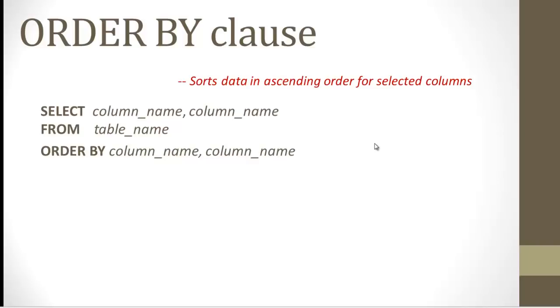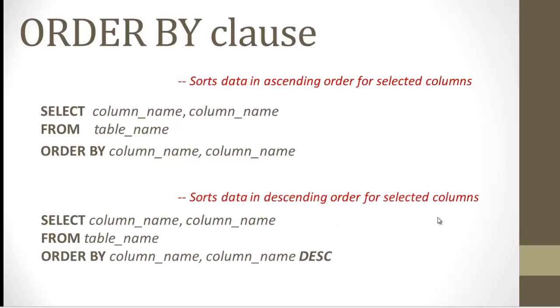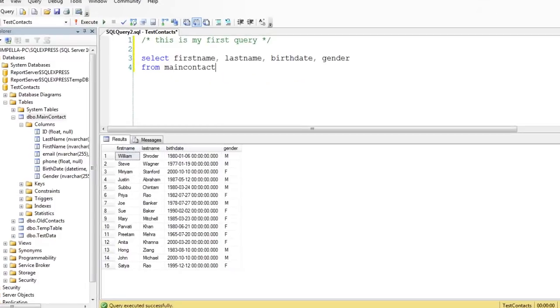Now what's the other way? You can also sort by descending order. For that you would have to specify the keyword DESC after the column name where you want to sort the column in descending order. So these are the two ways in which you can sort. So let's look at some examples.